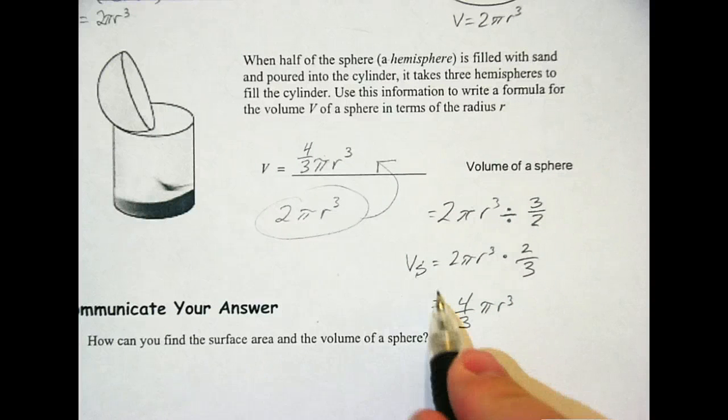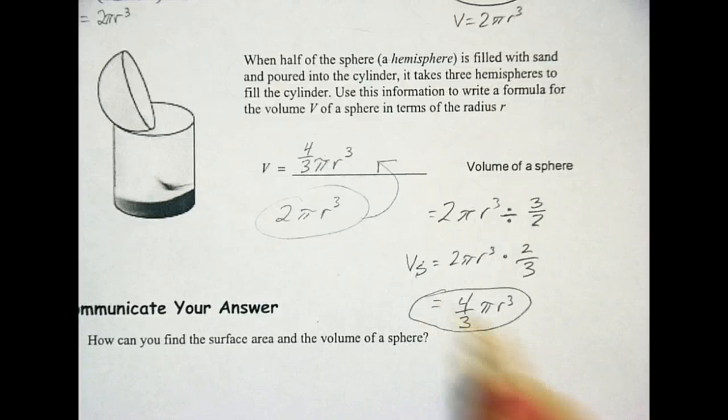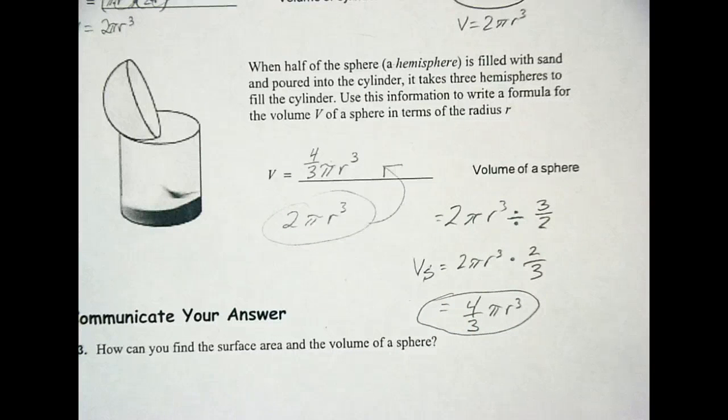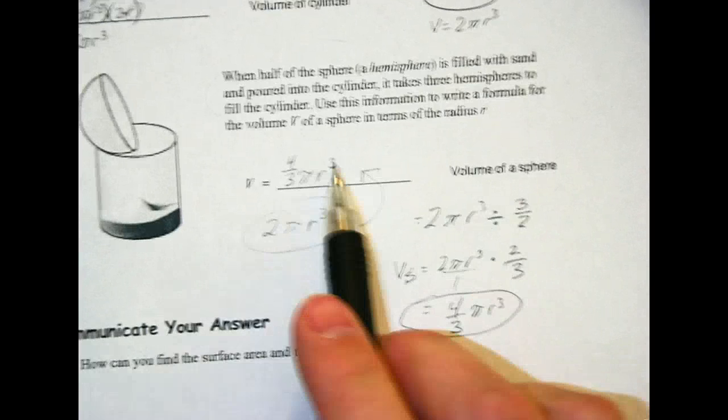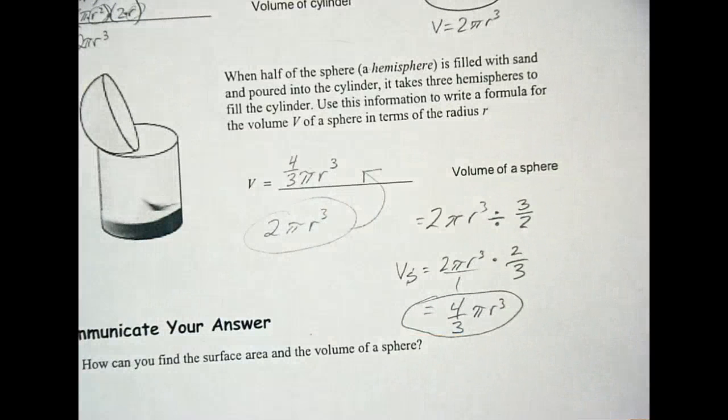Okay. Thank you, Emma. All right. Very good. 4/3 pi r cubed. Very good. That's how we get to that. Okay. Now, like I said, that's kind of anticlimactic since you guys already knew the formula, but that's still it. All right.